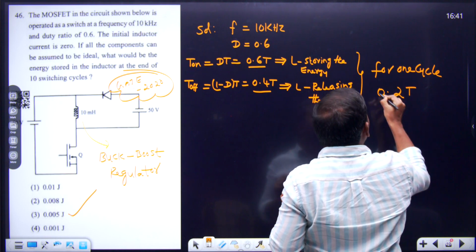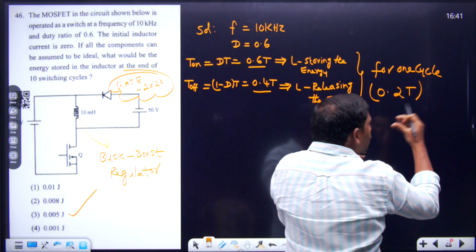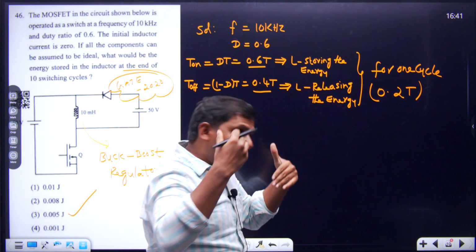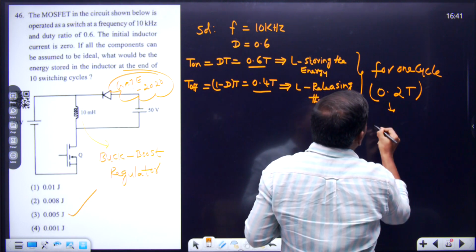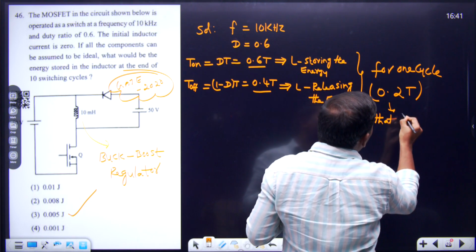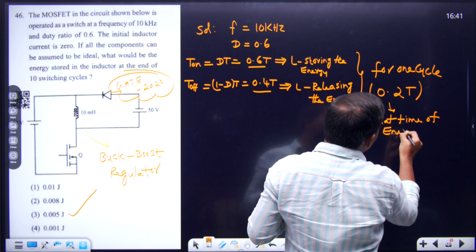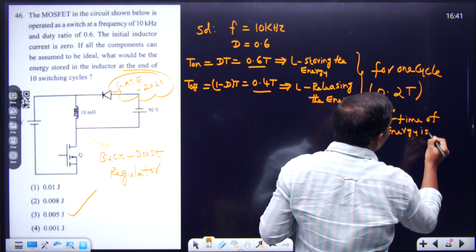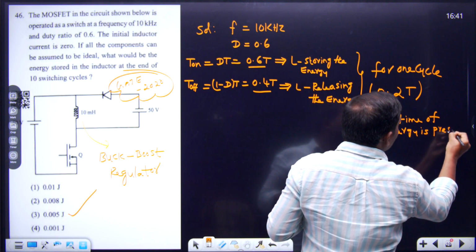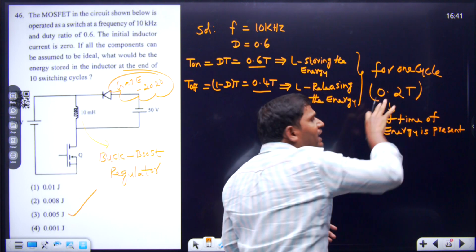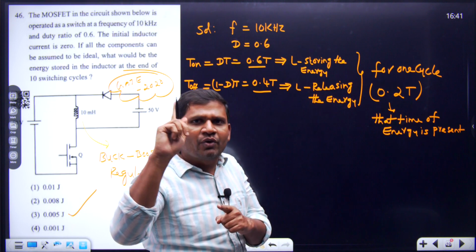0.2T times of energy. During 0.2T times, whatever the energy stored, that time of energy is present. Yes friends. During 0.2T time, whatever the energy is there, that energy is present for one cycle.